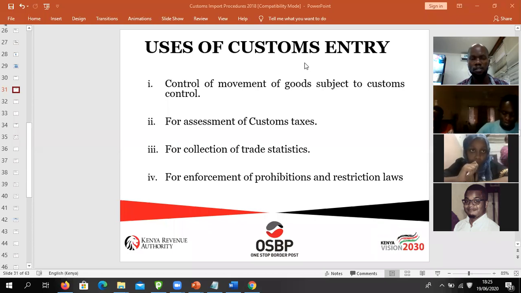In those particular entries, the individuals will be required to state, in specific, whatever they're bringing in or whatever they're taking out. This will be compared against various laws and restrictions, and only upon them being compliant with these particular restrictions can that particular entry be processed further. So it can be used as a means of enforcing restrictions and prohibitions.